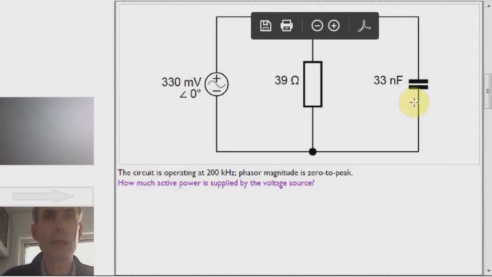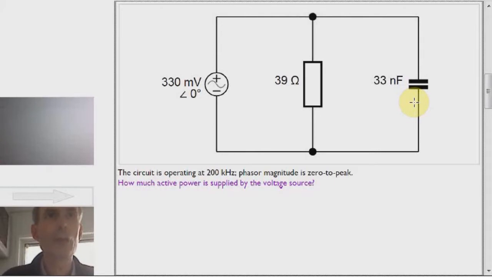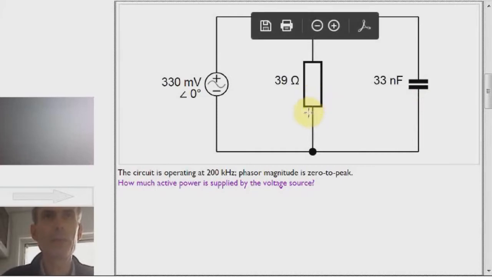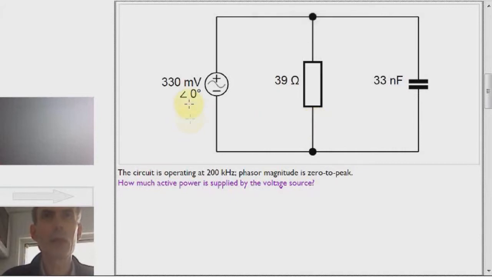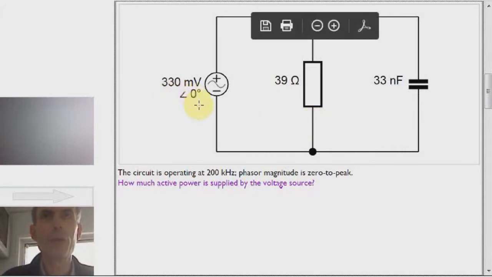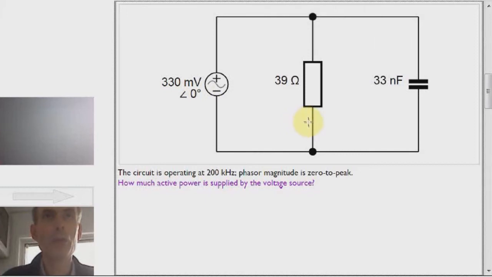That just takes reactive power. No energy leaves a circuit in an ideal capacitor. So we're only interested in the resistor here. So this is really quite a simple problem. We take the 330 millivolts of voltage and the 39 ohm resistor, and we don't have to worry about the capacitor because it doesn't contribute to the active power at all.